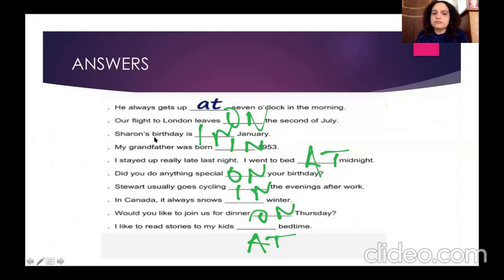Did you do anything special on your birthday? Okay, for a special occasion I use on. Stuart usually goes cycling in the evenings after work. Expressions about parts of the day. In Canada, it always snows in the winter season. Would you like to join us for dinner on Thursday? Days of the week, we use on. And I like to read stories to my kids at bedtime. Bedtime is the time for you to go to sleep. Okay? Any questions, you can ask me in the chat.